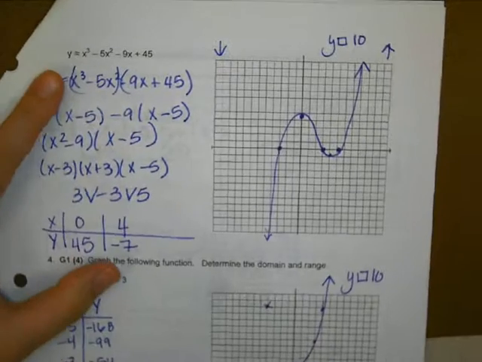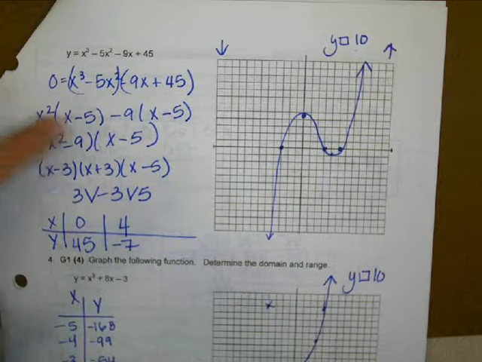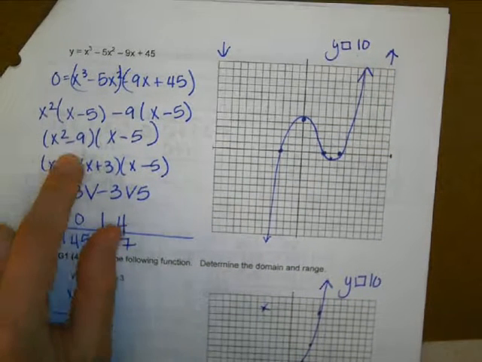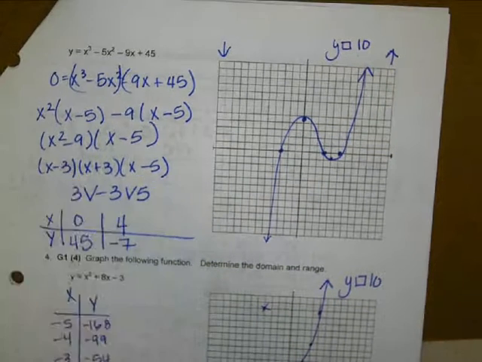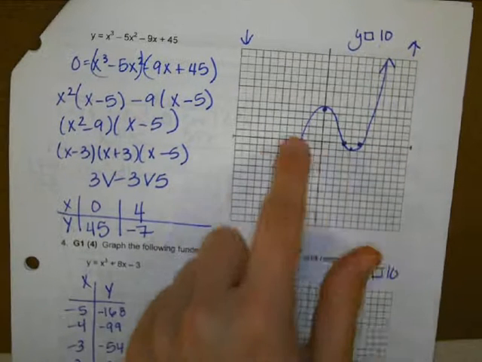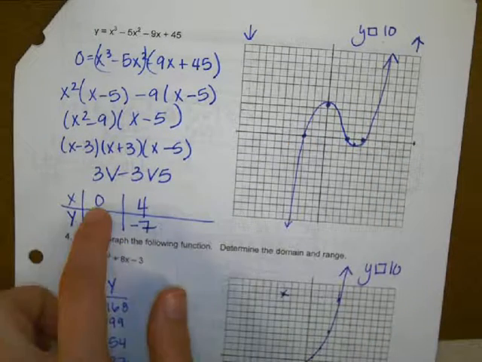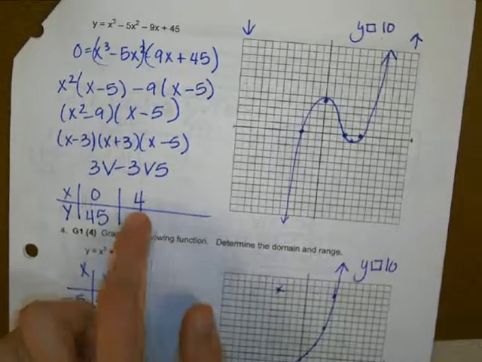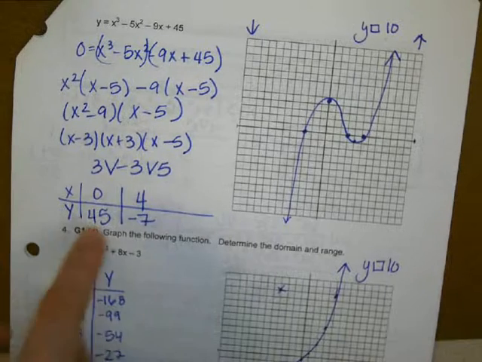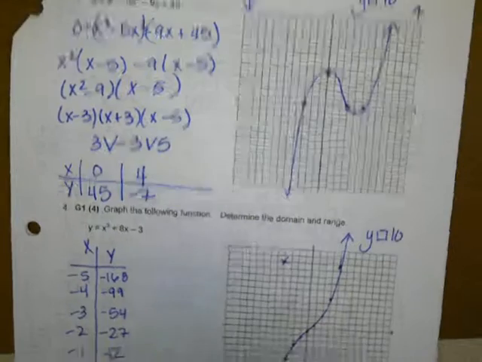Here, determine the end behavior. Factor by grouping because you have 4 terms. You end up getting a difference of squares, so I factor that further into x minus 3 and x plus 3. So I get 3 x-intercepts, plot those. Then I find my turning point, so halfway in between 3 and negative 3 is 0. Halfway in between 3 and 5 is 4. So I plug those in to the original equation, get my 2 y values, plot those, and then connect points.